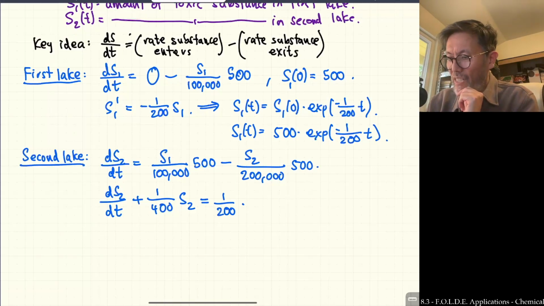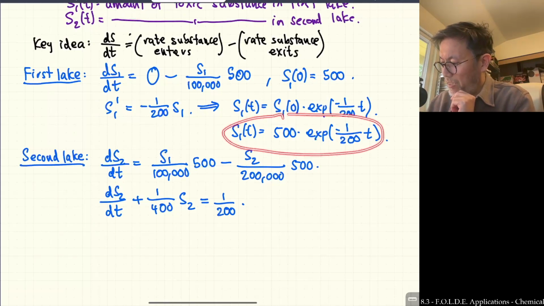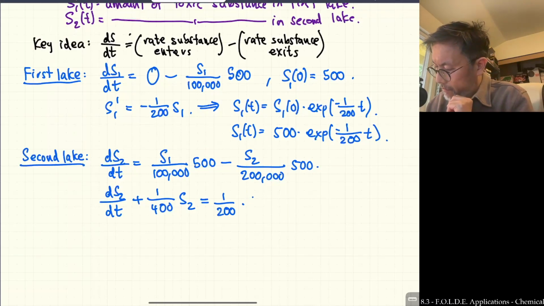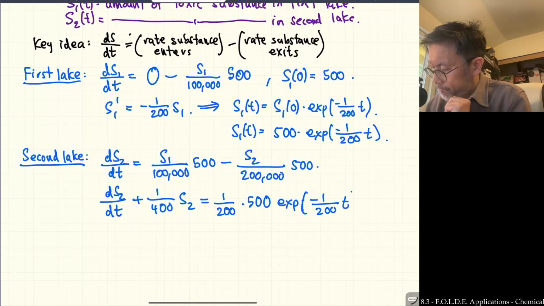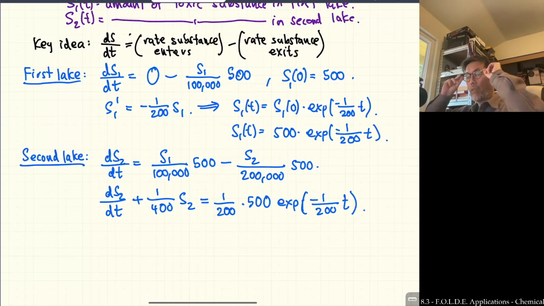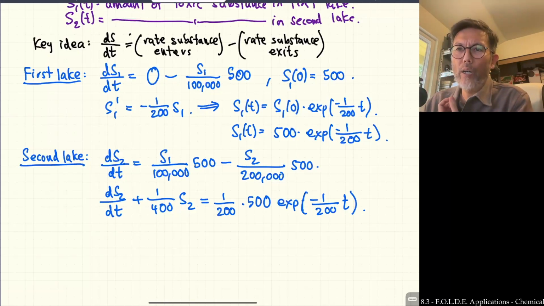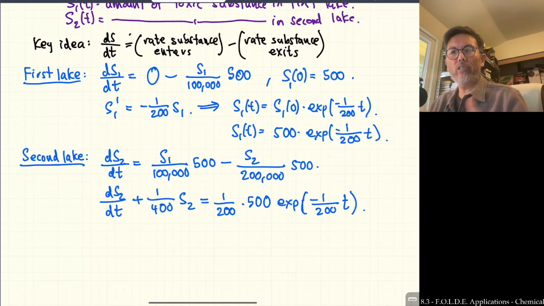What is S1 of T? Well, in the previous video, we discovered that S1 of T is given by this expression. So we get 500 times the exp of negative 1 over 200 t. I don't like the way I wrote that t. There we go. Okie doke. Okay. Now, you can quibble. No, you can't. Sorry, I don't know why I said that. But look at it. Okay, it looks kind of messy.